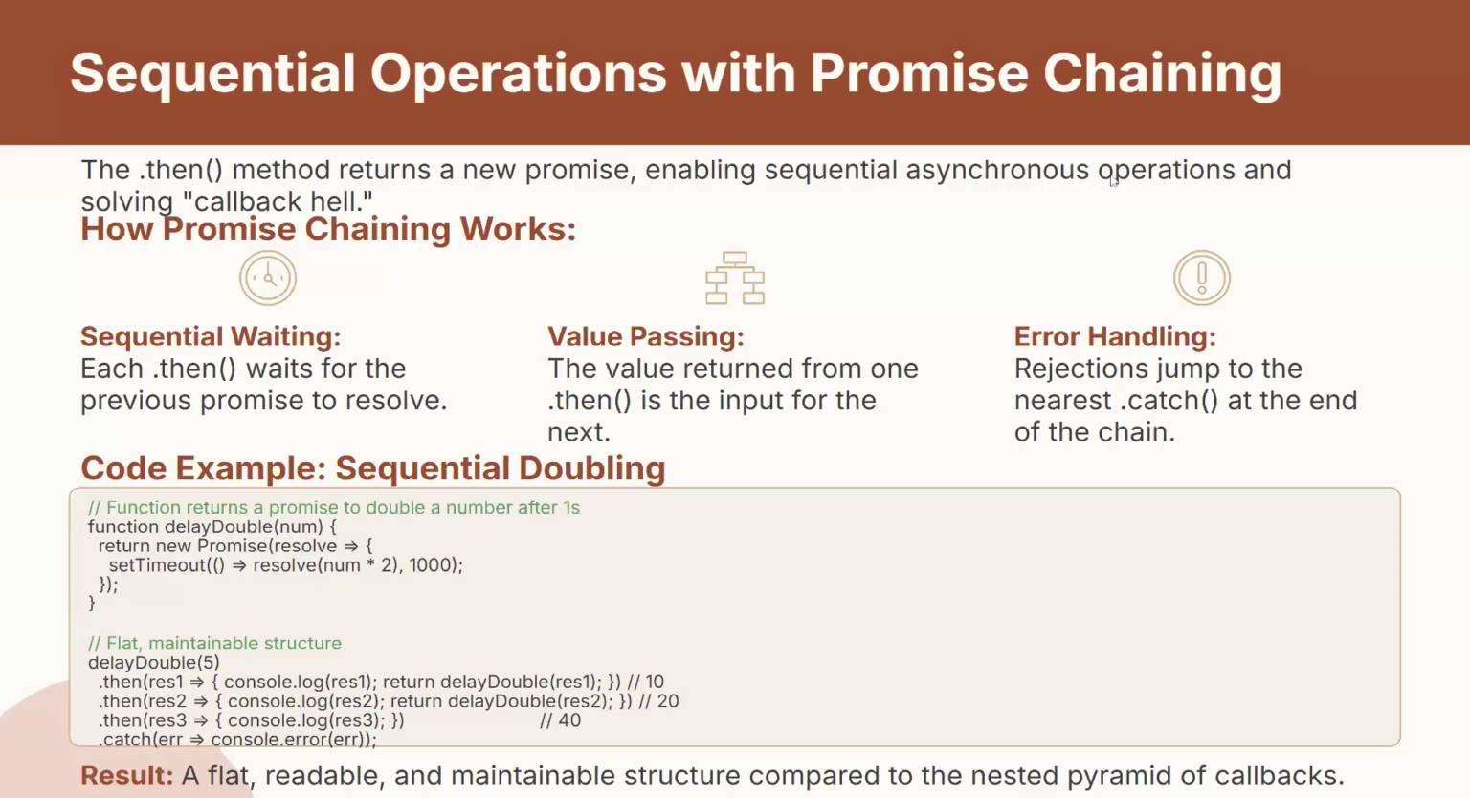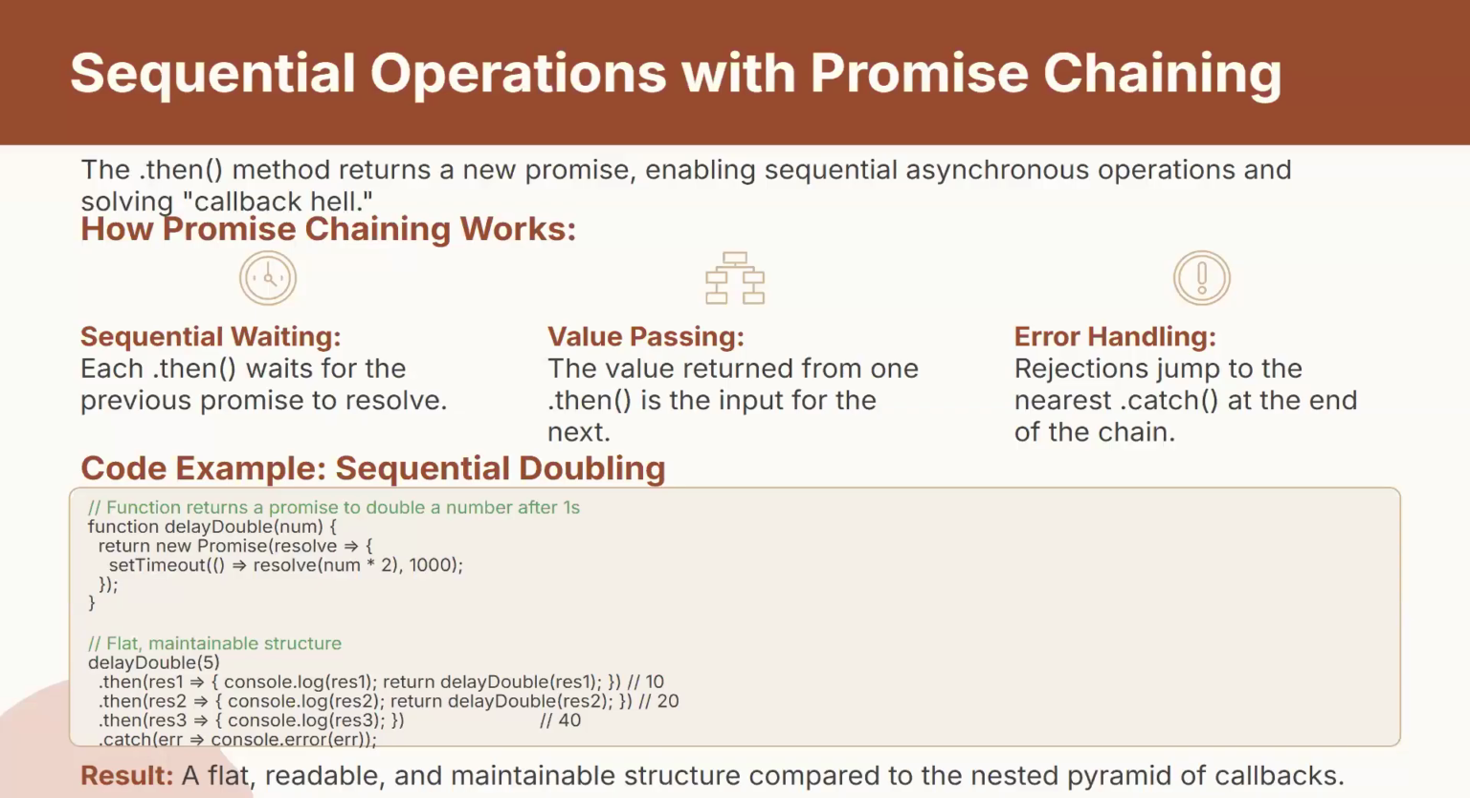So, in this particular example here, this function delayDouble returns a promise which would double a number right after 1 second, and then we chain the then method to call it again. The results appear as maybe 10, 20, and 40. They would appear subsequently, but one at a time.